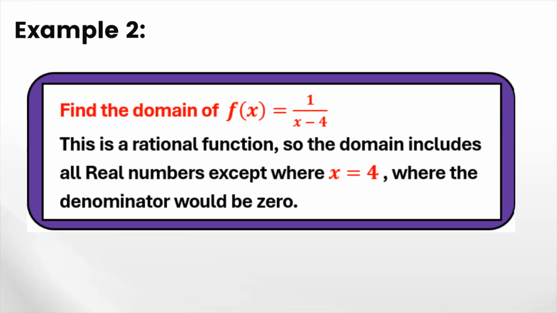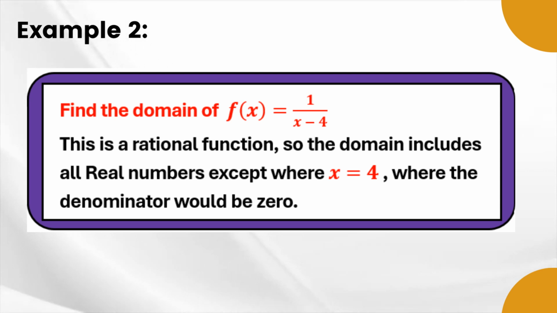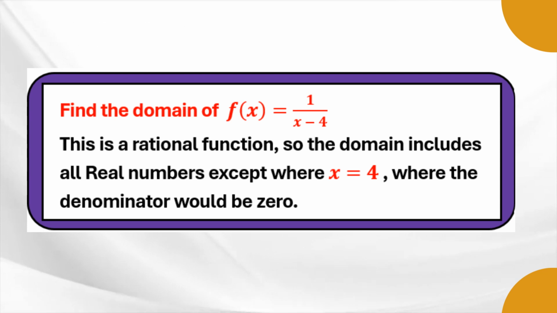Example 2. Find the domain of 1 over x minus 4. This is a rational function, and as such we must consider the denominator and find the value of x that makes the denominator 0. This value must be excluded from the domain. For this example, the domain is all real numbers except at x equal to 4.